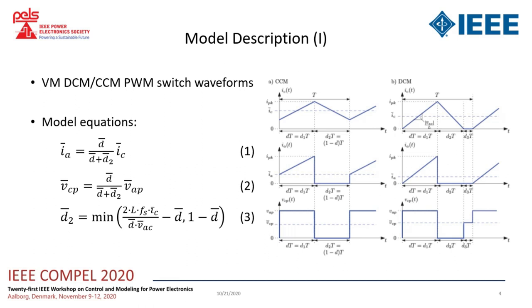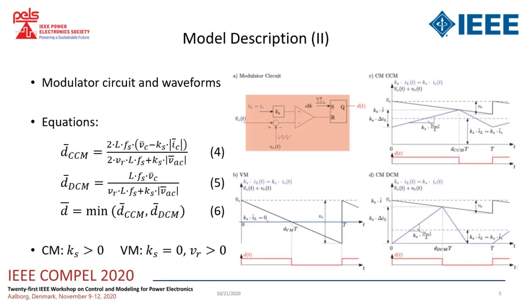It's the same model as proposed by Basso in his book, and basically the idea is to use the same equations describing the average terminal quantities in both discontinuous and continuous conduction mode and switch between the modes by limiting the relative diode conduction time D2 using equation 3.